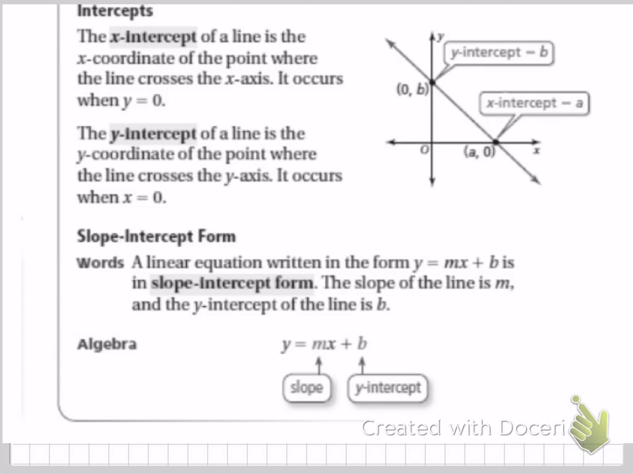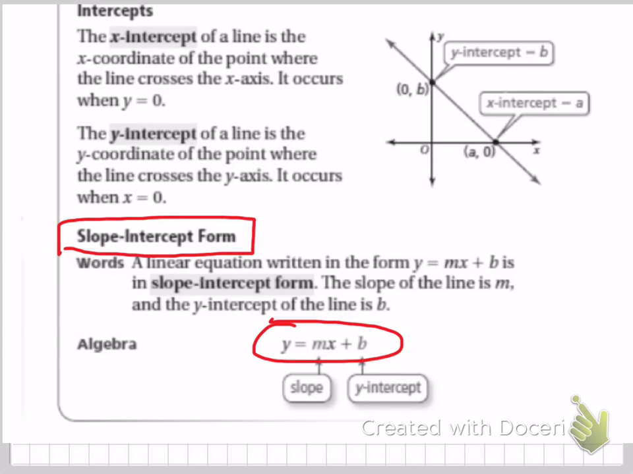Today I'm going to teach you how to identify slope and y-intercept using the slope-intercept form. The slope-intercept form of an equation is y equals mx plus b. The m is the slope and the b represents the y-intercept. I'll explain what all that is in a few minutes.